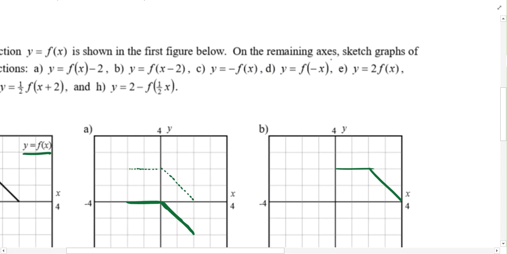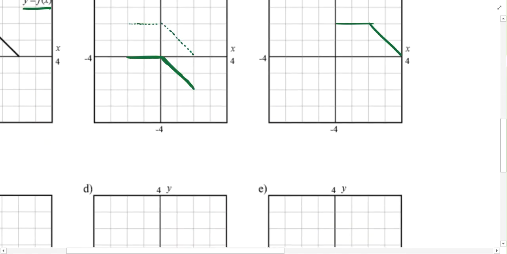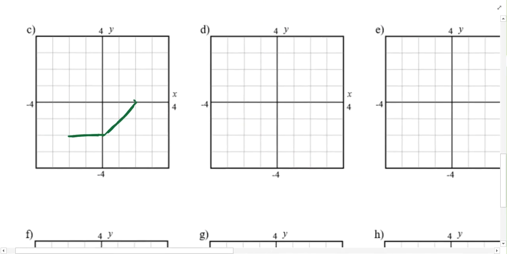Part D asks us to do the same thing. This time the negative sign is on the interior. So hopefully by now you're starting to recognize the behavior of these transformations. And the negative sign on the interior does require a horizontal flip. So any point that exists on the original function has to be flipped horizontally across the y-axis.